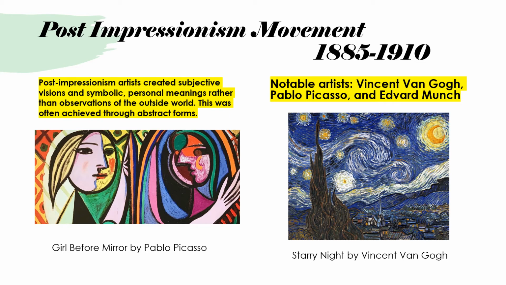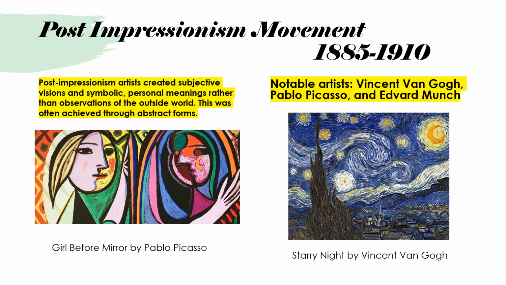And we can actually see that's exactly what Pablo Picasso did in the picture on the left, Girl Before Mirror. He is drawing a girl with blonde hair, and he draws her with blue hair. So everything is subjective. Everything is up to the artist to interpret and put into their artwork how they choose to see it. It's how they see the world. And they use abstract forms to show that.